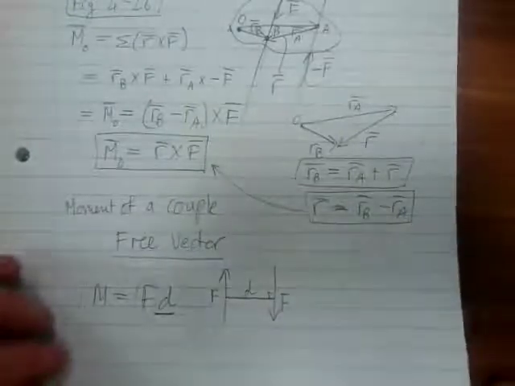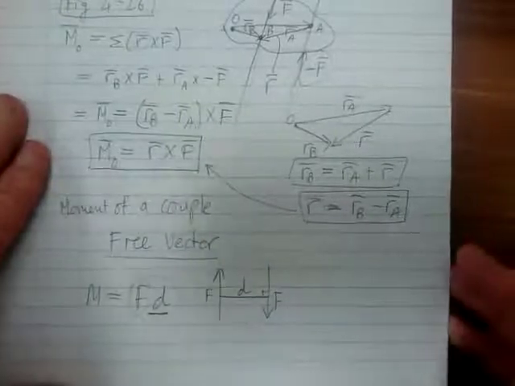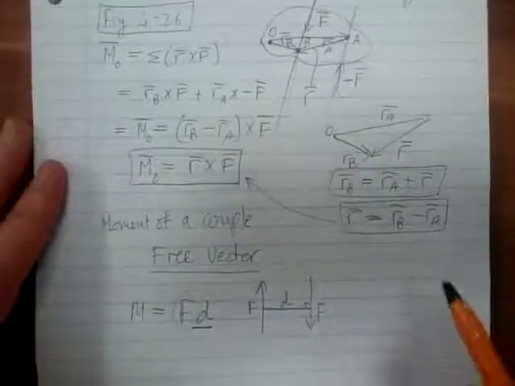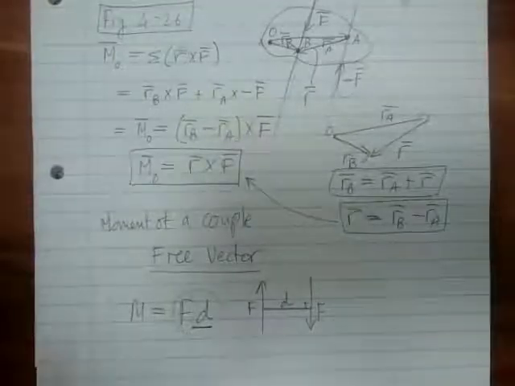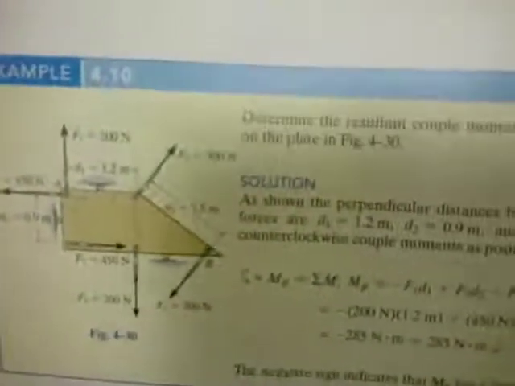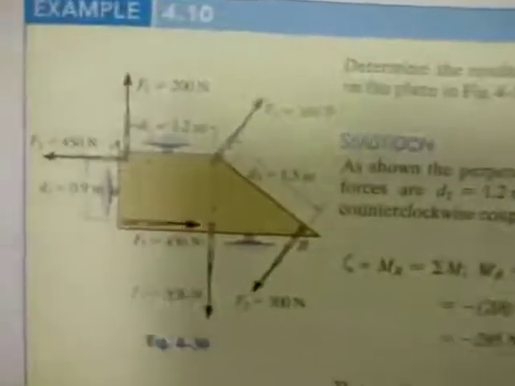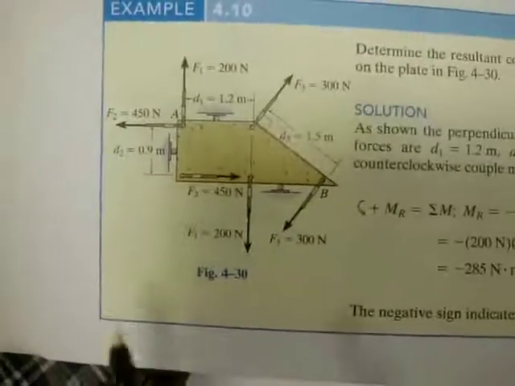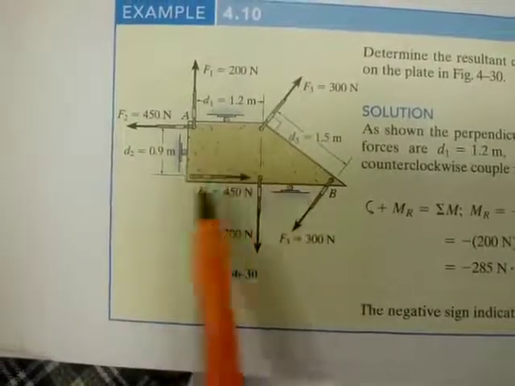Let us do some examples. We'll do some vector examples in the next video. I want to quickly look at a couple of basic examples here. I'm not going to do the calculations, but let's look at example 4-10. So we've got this plate here.